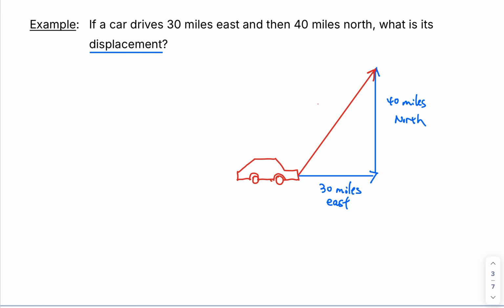Okay? So we want to know what this length is right here. If you notice, this looks like a triangle, and this happens to be a right angle here. So we can go ahead and label that as a right angle. And so now we have a right triangle. Okay? So if you recall, to find this distance, the hypotenuse, we're going to use the Pythagorean theorem.